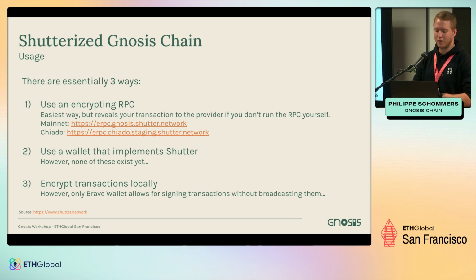Those are the two RPCs you can use on mainnet and Chiado. You can also use a wallet that already implements Shutter natively, but none of these exist quite yet. And you can encrypt transactions locally, for example directly in the dApp. So you would sign a transaction and encrypt it in the browser. But sadly, it's quite difficult currently, as no wallet actually makes it possible to sign a transaction without also broadcasting it. And if you're broadcasting it, then you lose all the advantage of your transaction being private. Only Brave Wallet allows you to do that, but that's not sufficient for good UX.